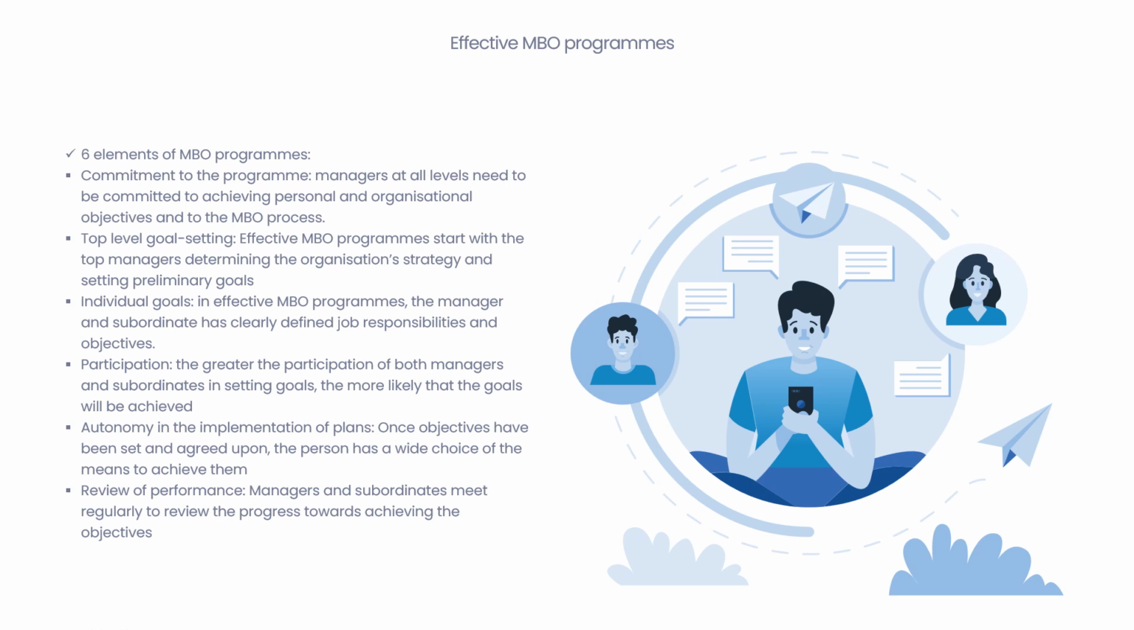So you see that in these 6 elements of the MBO program, the manager is working with the subordinate. So they lowered everything to the level of the subordinate. There is cooperation, and the manager is just there to coach and to control what the subordinates are doing. But the subordinate is playing a major role in the MBO program.